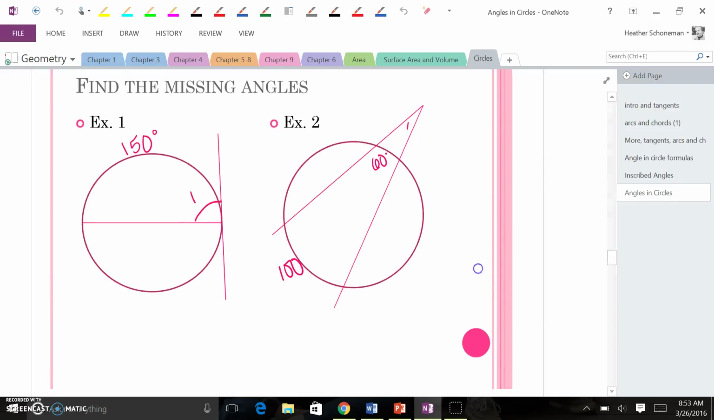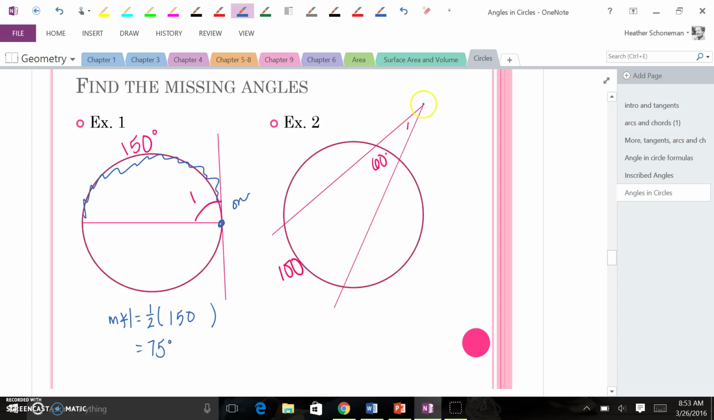So each time you have to ask where the vertex is. On this one, the vertex is on the circle. So when it's on the circle, the angle, which is angle 1 this time, is equal to 1/2 of the intercepted arc. Well, this is the intercepted arc, so it's half of 150, which would just be 75 degrees.